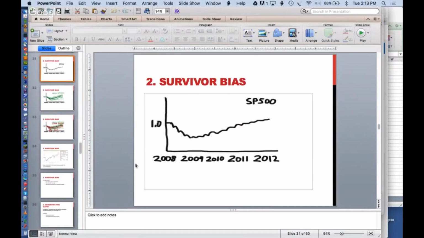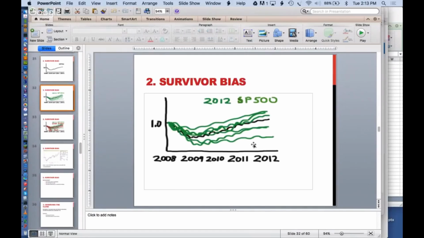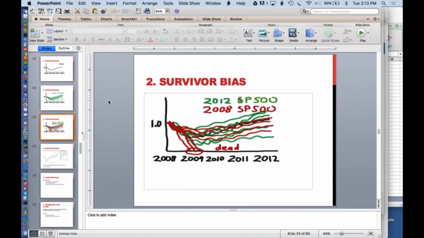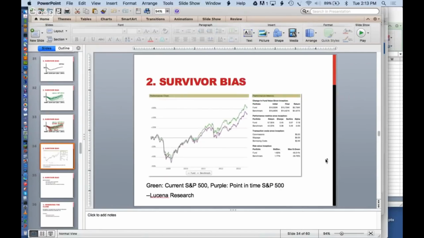Let's say this black line represents the performance of the S&P 500 overall, and you see that big drawdown in 2008, 2009. Well, if we're using the members of the S&P 500 today, each one of these is a green line showing what it did over that time. They all did reasonably well, but we're not counting those that died. We're obviously biased to the positive side. And in fact, here's an example.